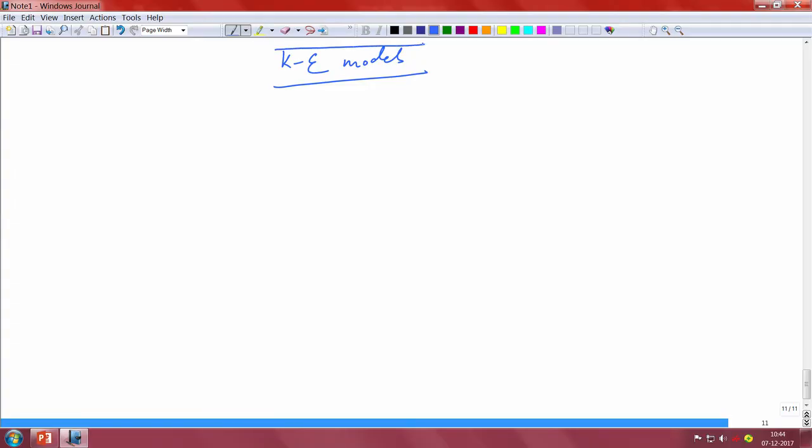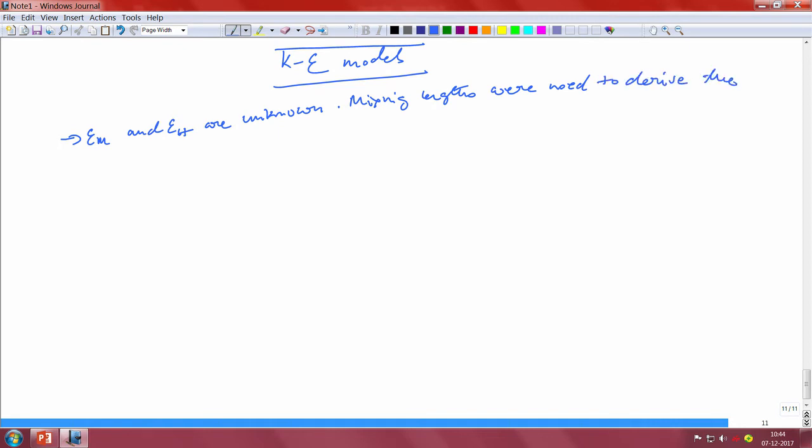Okay. So, one of these models is basically what we call the K-epsilon model. The K-epsilon model is one of the models. Okay. So, we already know that epsilon m and epsilon h are unknown. This we already knew, and mixing lengths were used to derive the same.